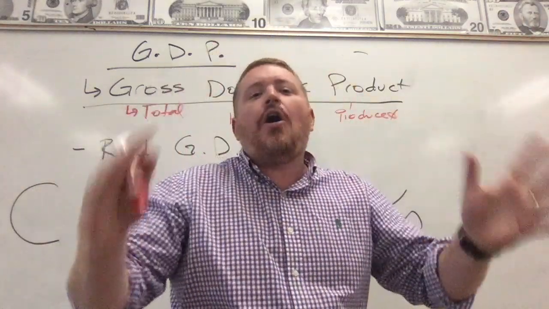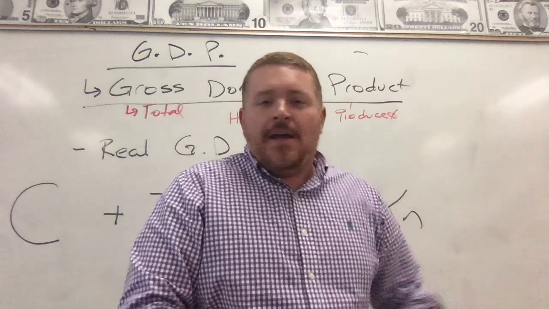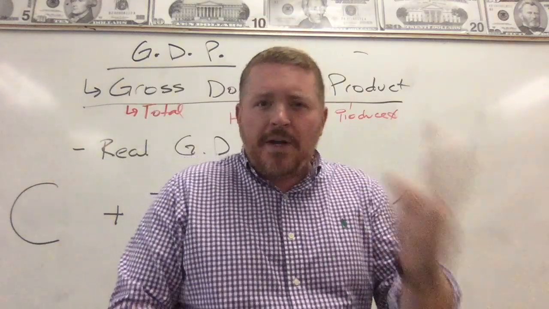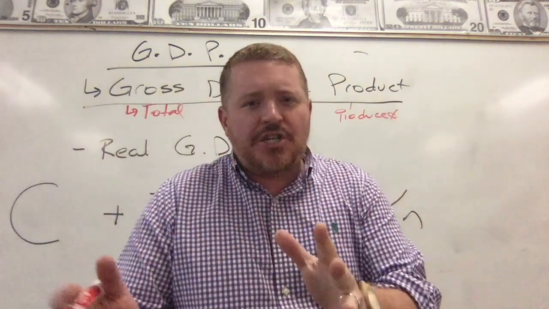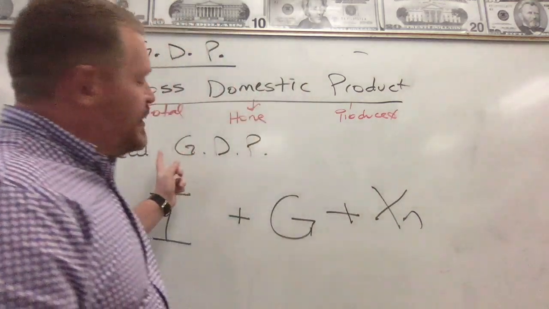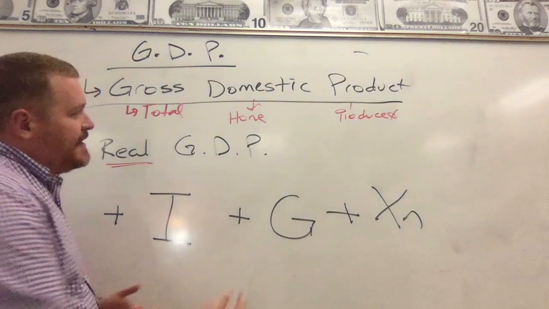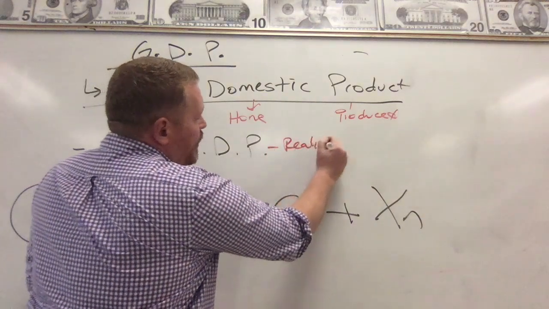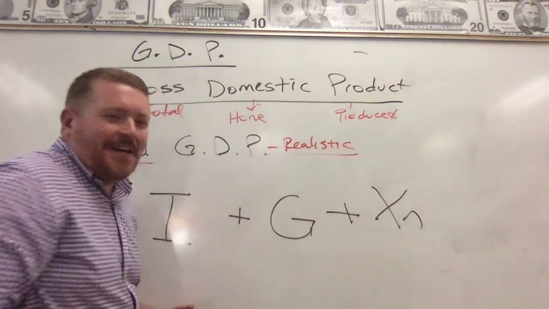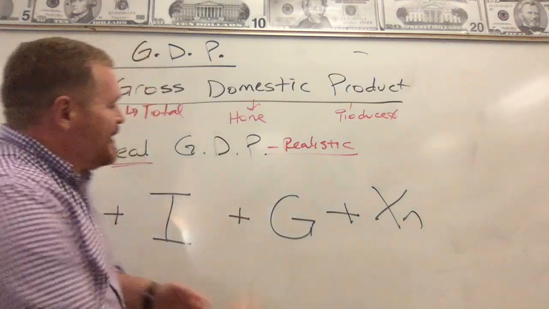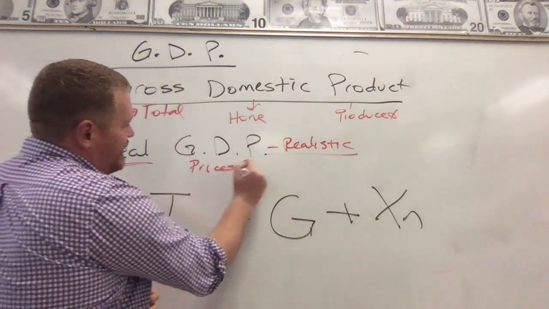That things cost less back then. It always does. And so in order to keep those rates of inflation straight, we use what's known as real GDP. The thing you just need to understand about real GDP is that it's a more realistic number. What does it do? It takes prices into effect.